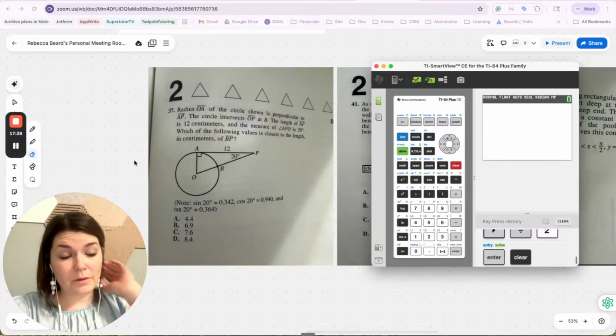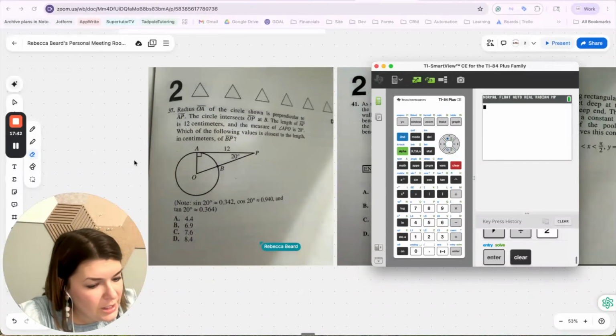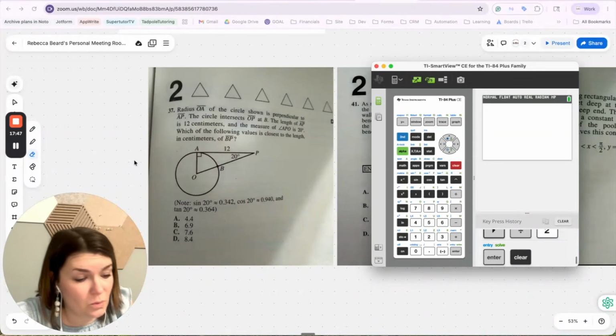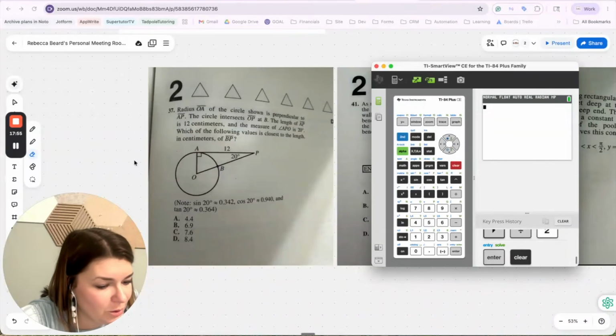Okay, 37 is from the Red Book. This one's much nicer, and I've seen some similar ones to this. So on 37, whenever they give this much stuff, I'm always going to what the question is asking. So which of the following values is closest to the length of BP? So that's our goal. I just like to know a little bit what I'm looking for.